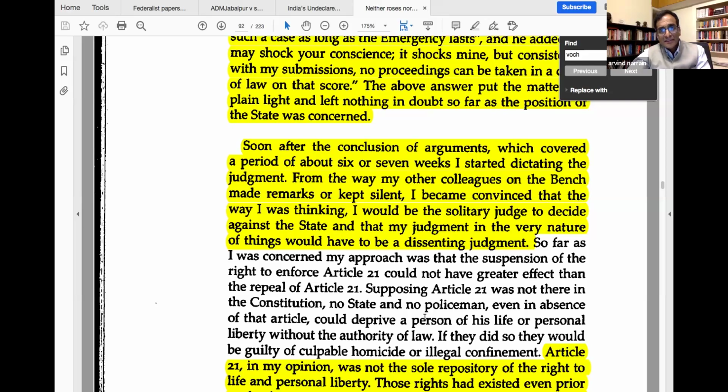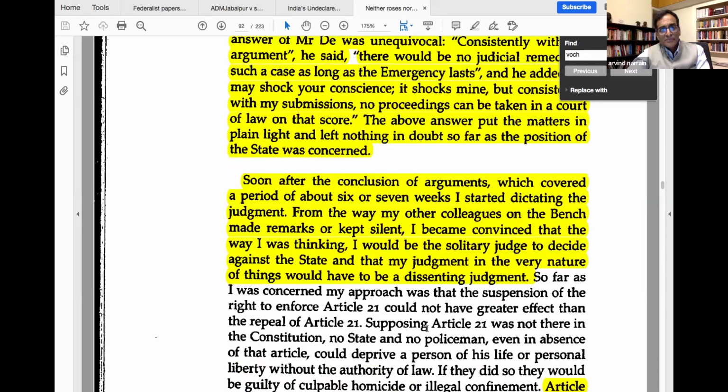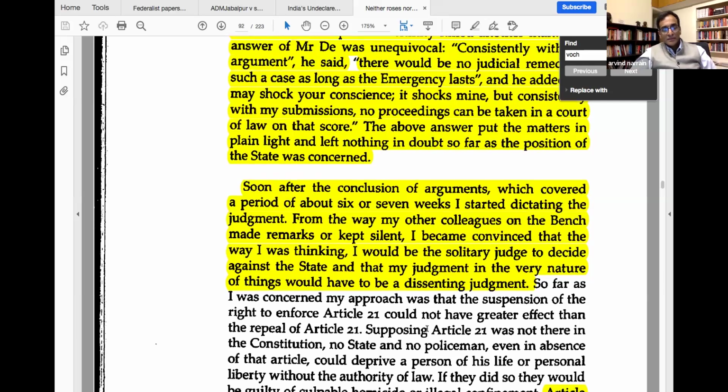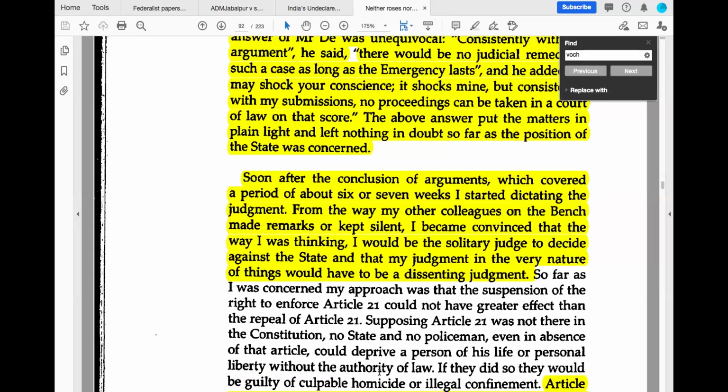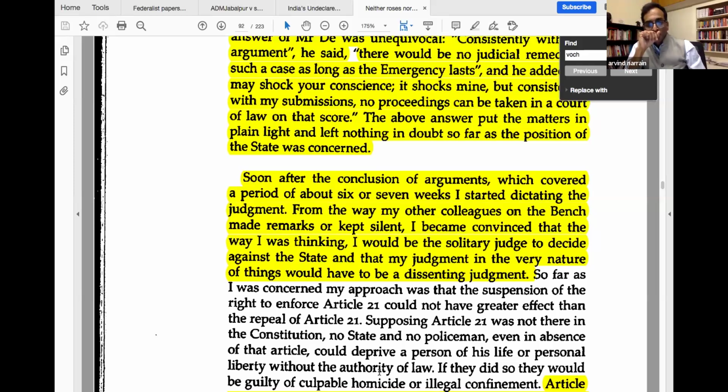The point to be noted here is that the Attorney General is the highest law officer of the government. There are two officers who are mentioned in the Constitution itself. One is Attorney General, the other one is the Solicitor General. But the Attorney General is the highest. So the highest law officer representing the government of India says, I am shocked, but that's the law. And if a policeman decides to kill somebody, there is no remedy at all. This is a stand taken by the government of India in 1975, '76.